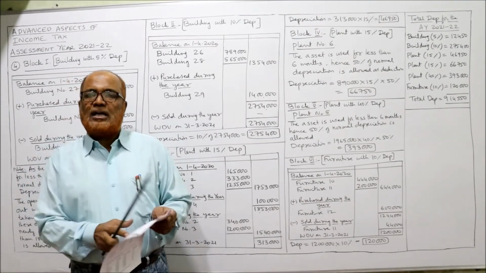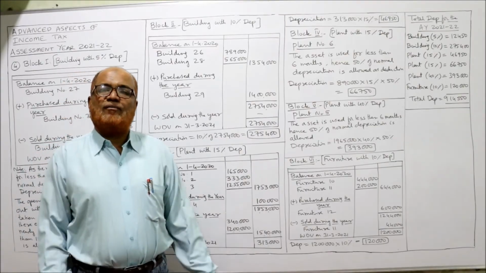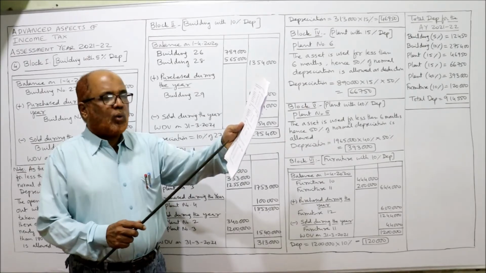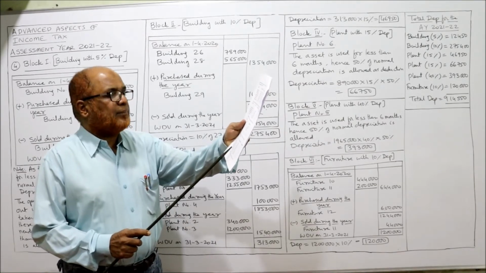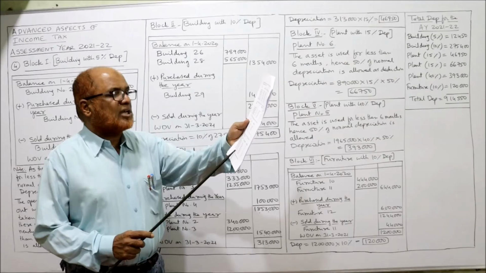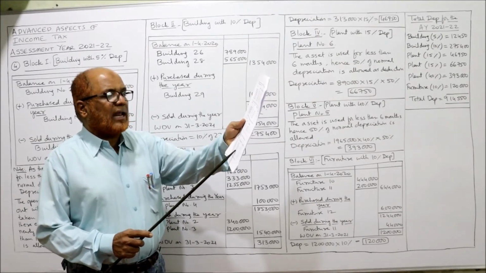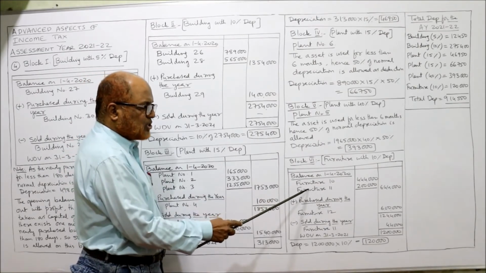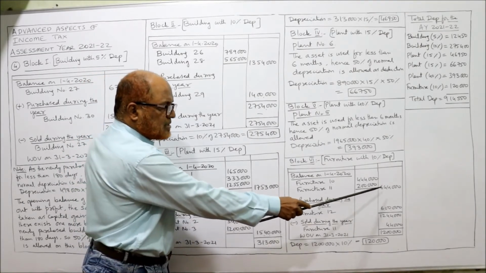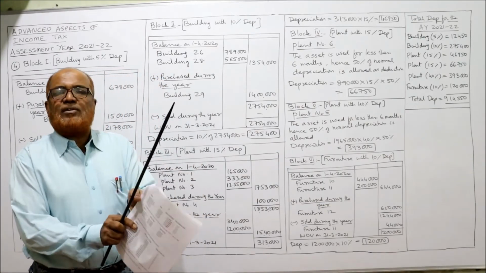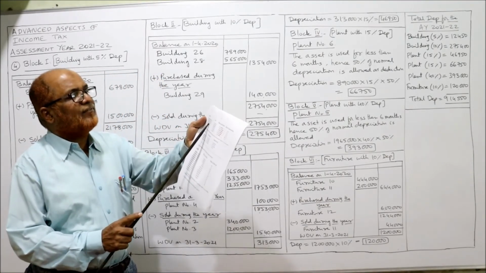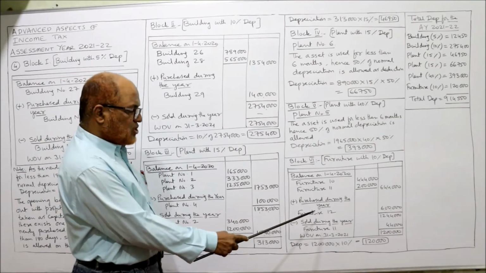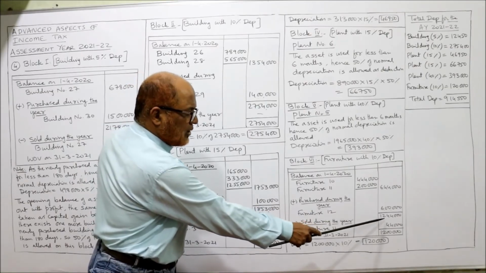Now the last block is furniture, furniture with 10% depreciation. Now see the opening balances. How many furniture with 10% depreciation are there? Furniture number 10, 4,44,000, and furniture number 11, 2 lakh. Balance on 1/4/2020, 4,44,000 and 2 lakh, 6 lakh 44. Now see, is any furniture with 10% depreciation purchased? Yes, furniture number 12 is purchased, 6 lakh. Take the total, 12 lakh 44.